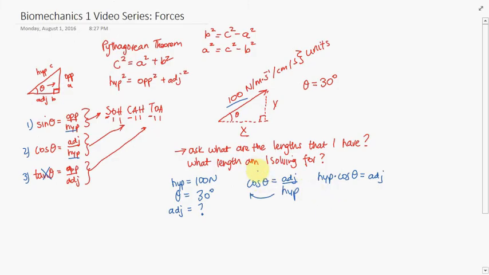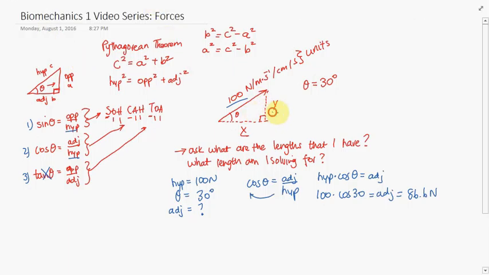Then it's just a matter of plugging in the values that I already have. That's 100 times the cosine of 30 will tell me what this adjacent side is, which, if I do it on the calculator, 100 times the cosine of 30 gives me 86.6. And remember, your answer is in newtons, so it should be 86.6 newtons. Nice, so that's the one side done. Let's try the other side.